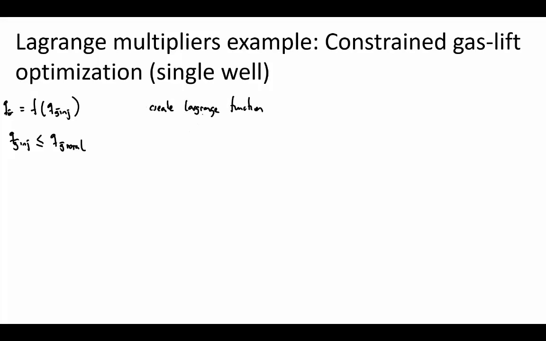Where this Lagrange function L, that is a function of Q gas injection, will be equal to f, the original function, minus lambda, the Lagrange multiplier, multiplied by Q injection minus Q gas total.